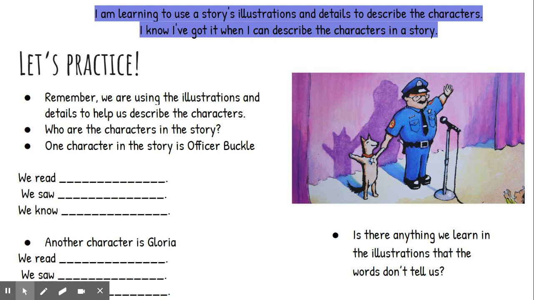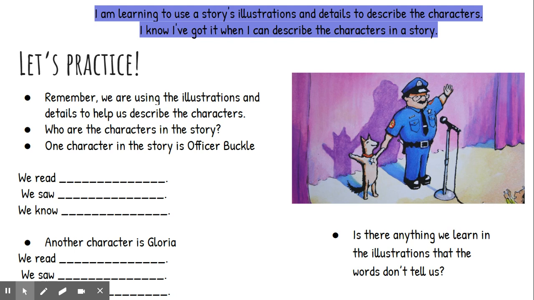We saw. What is something you saw in the illustrations of Officer Buckle? Look at this picture here. We saw that Officer Buckle has glasses. Do you see that in the picture? They never told us that in the text. I'm so glad we have that picture to show us that.